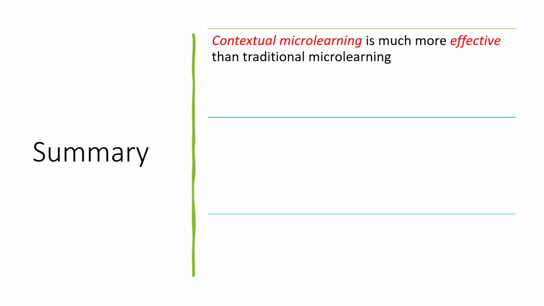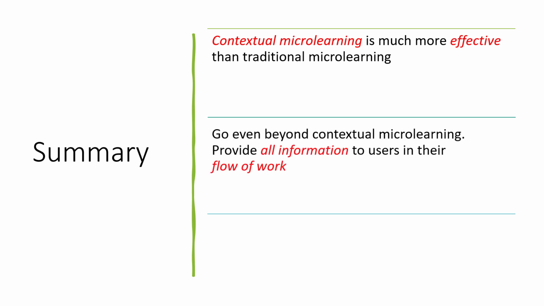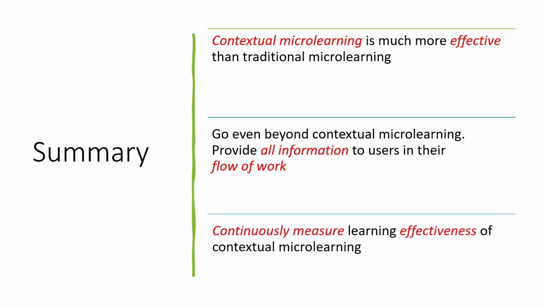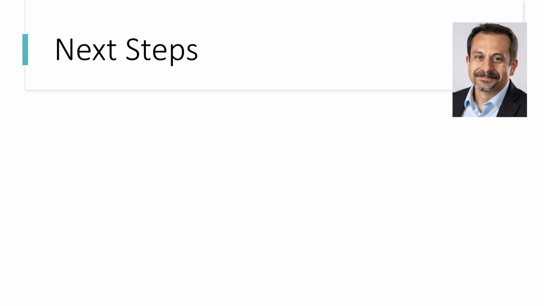Let's recap some of the points we talked about. Contextual microlearning is much more effective than traditional microlearning. Go beyond just microlearning and provide everything in context. Provide all information to the users in their flow of work. It really, really works. Continuously measure learning effectiveness of contextual microlearning, because without the measure, you don't know exactly the impact.